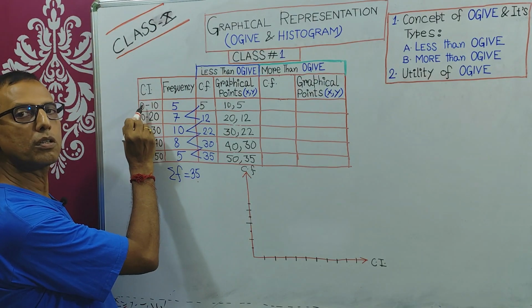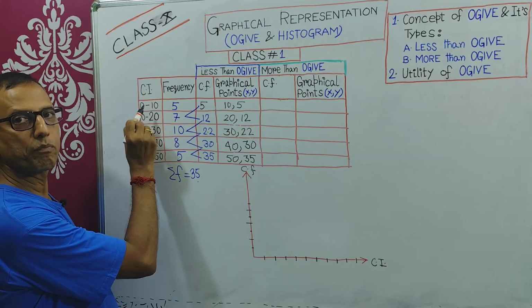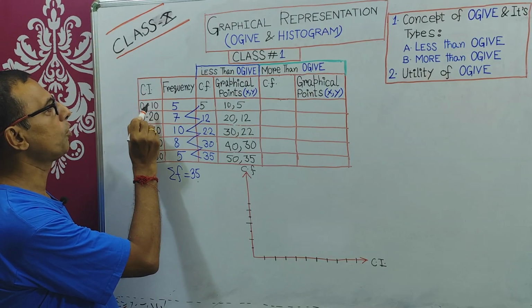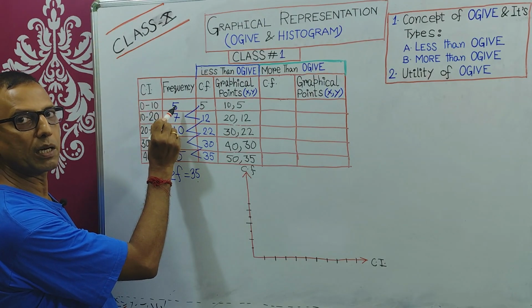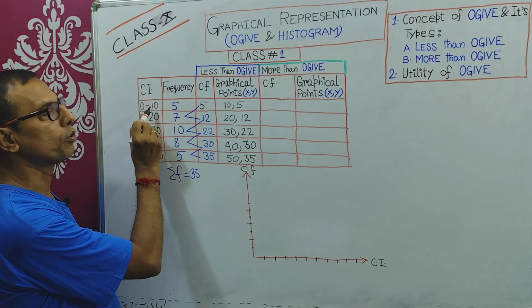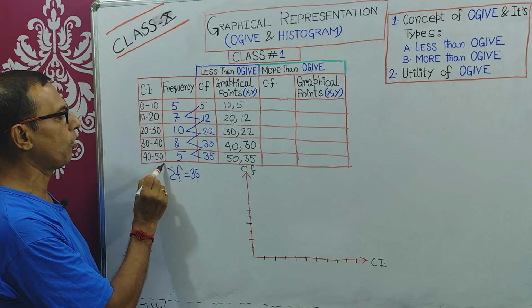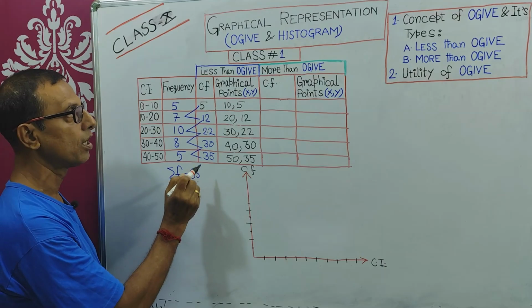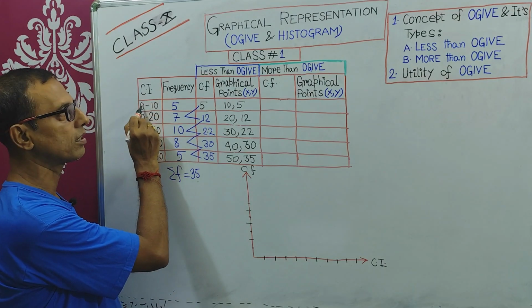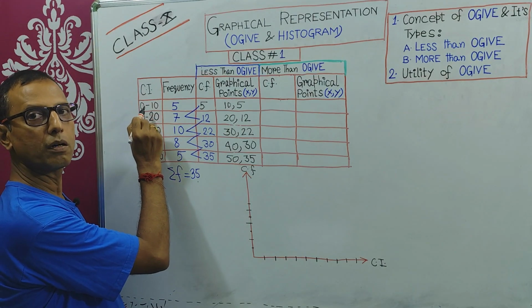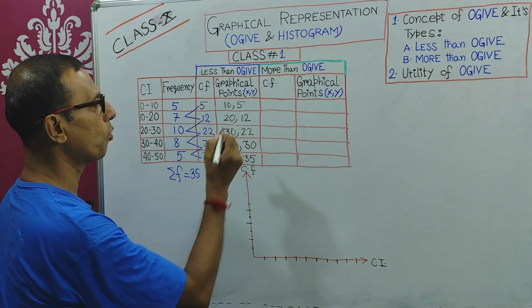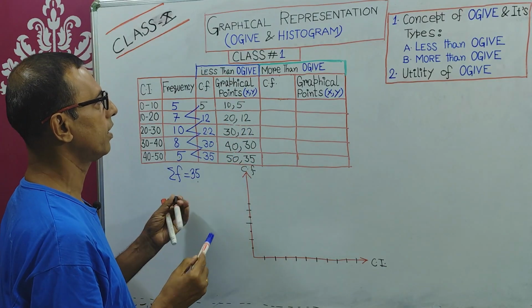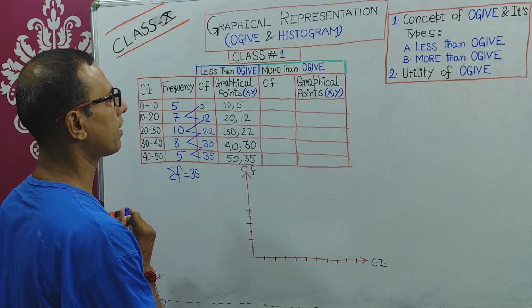So 0 is the minimum observation value. So 0 to 10 you have 5 data points. But if I say above 0, that means it will consider 0 to 50 altogether. That means all the data points. To 0, now here we will consider the lower bound, right? So for more than ogive, we will consider lower bound of the class interval.